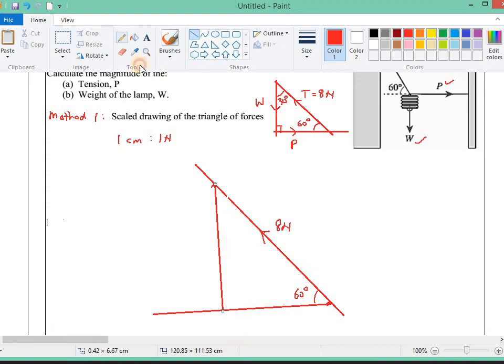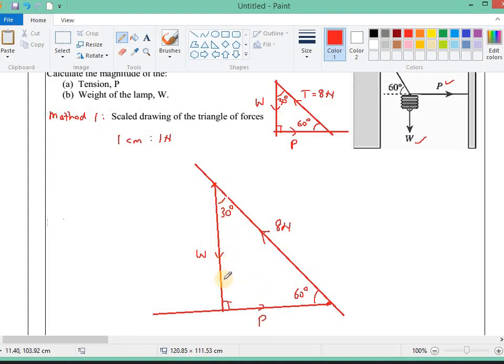Use the protractor, measure 30 degrees and then draw one line until you join here. And then after that you take your protractor and measure here. See whether you can get 90 or not. If you can get 90, then it's correct. Here 60, 30, this one 90. So after that, you now have your triangle of forces.